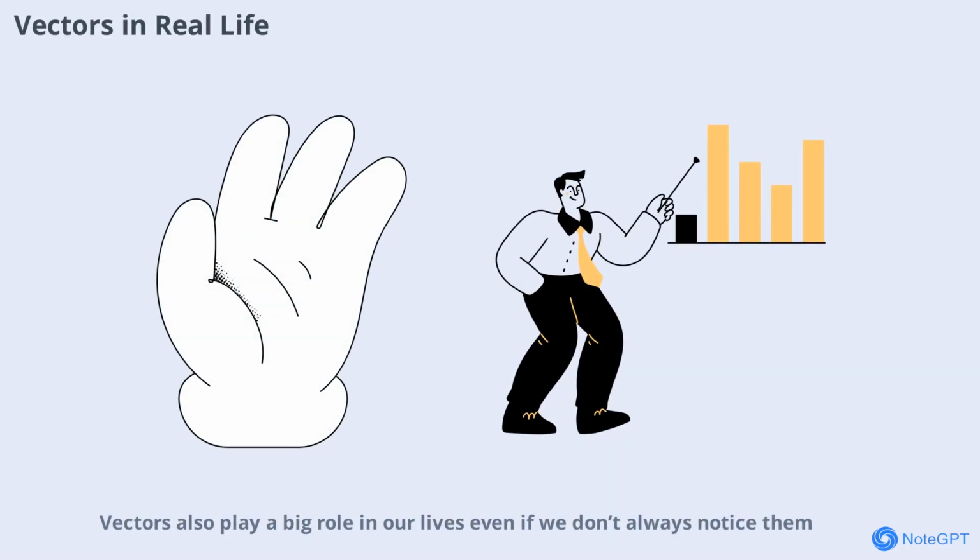Vectors also play a big role in our lives even if we don't always notice them. When a pilot navigates an airplane, they consider both speed and direction, making velocity a vector.